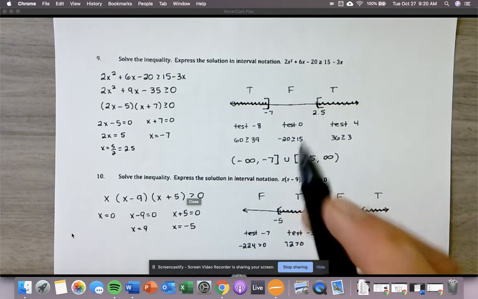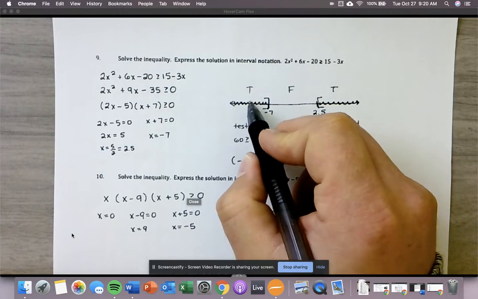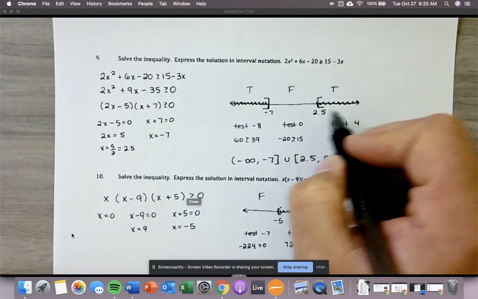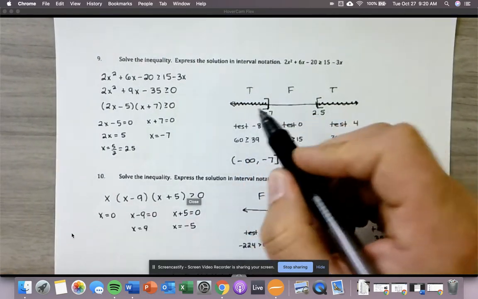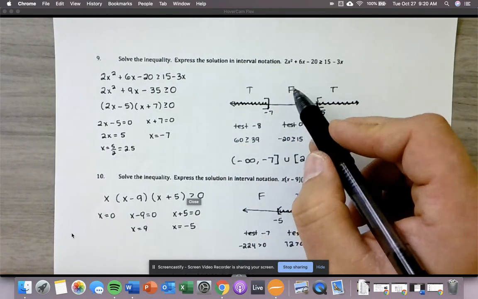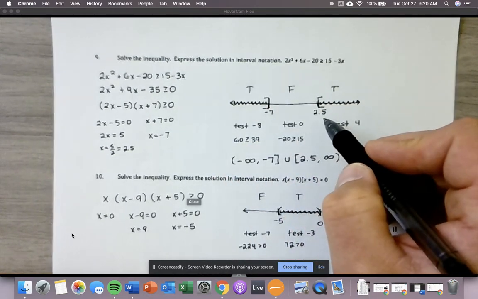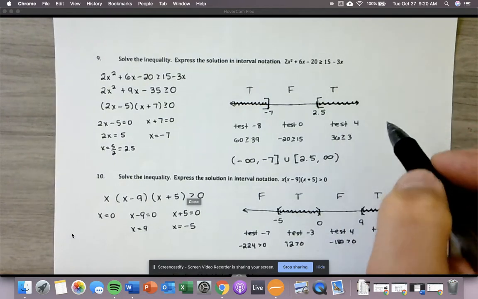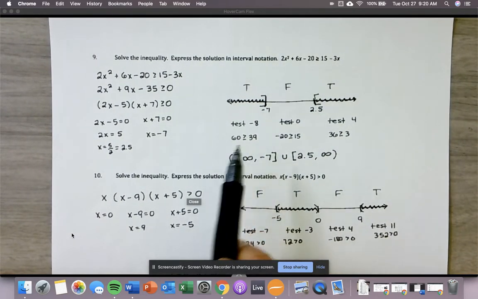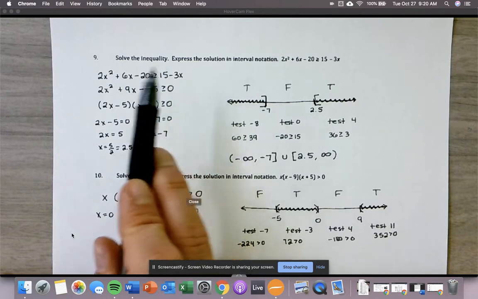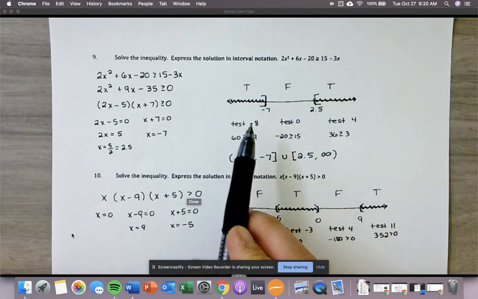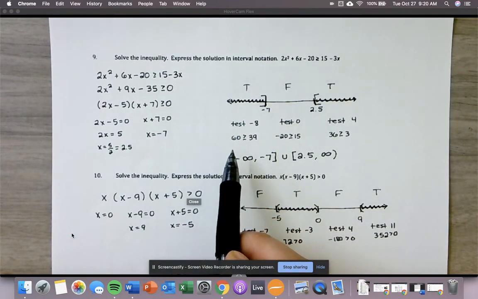Right, then what we have to do is we have to take a number in each of these intervals. Right, we have to take one that's less than negative 7, something in between negative 7 and 2.5, and something greater than 2.5. And we test those with the original inequality. Right? So here, let's say we know negative 8 is less than negative 7.